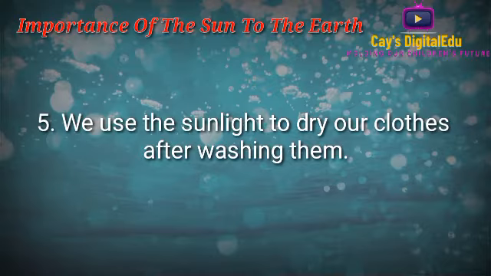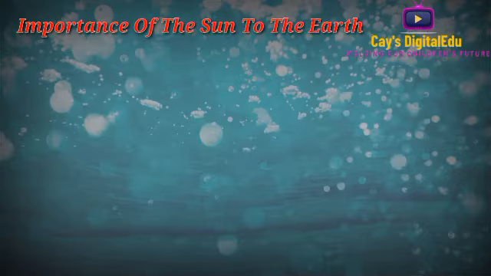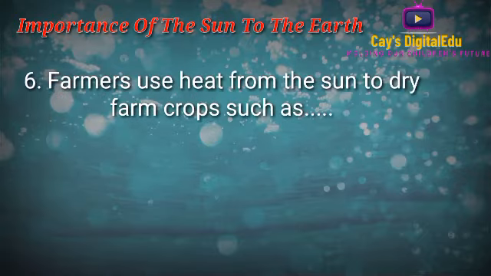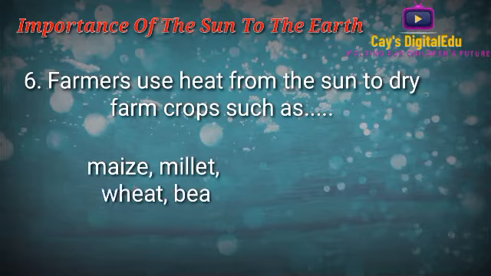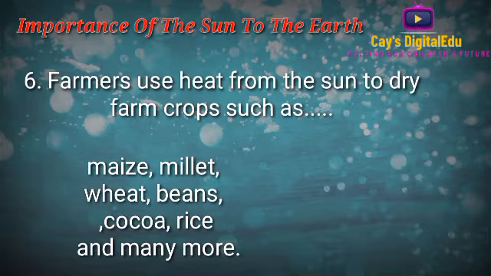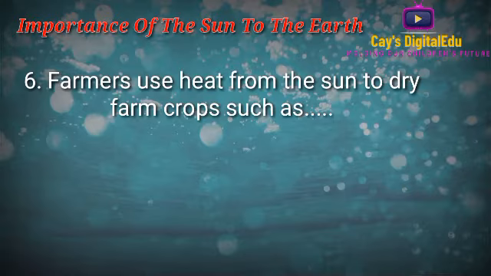5. We also use the sunlight to dry our clothes after washing them. Number 6, farmers also use heat from the sun to dry their farm crops such as maize, millet, wheat, beans, cocoa, rice, and many more.